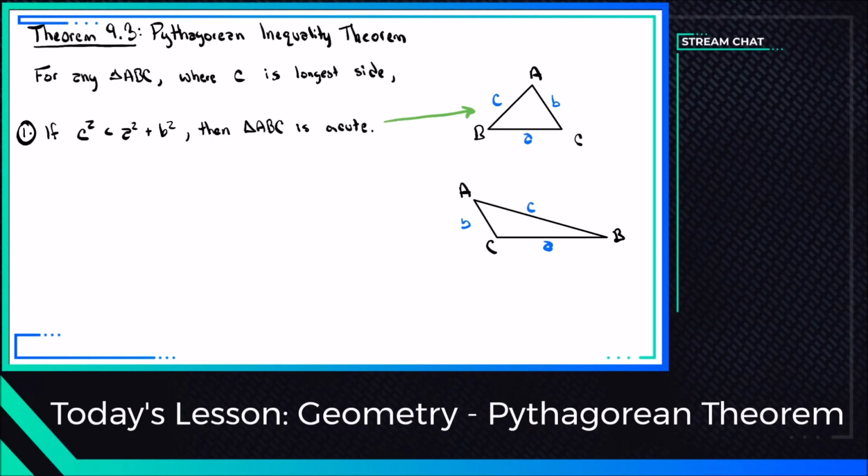So the original Pythagorean theorem states a squared plus b squared is equal to c squared. But if c squared ends up being less than, then it's an acute triangle. Likewise, if c squared is larger than or greater than a squared plus b squared, then triangle ABC is obtuse. And so that's going to be our second triangle ABC down below.